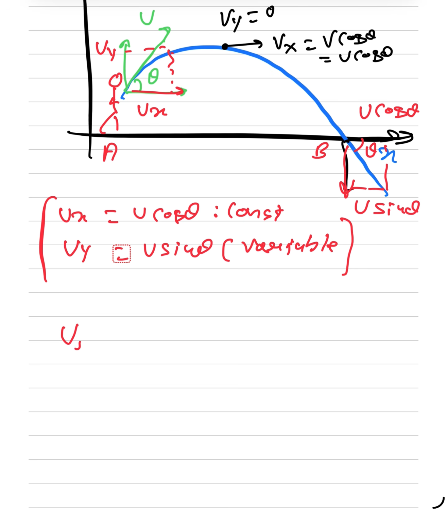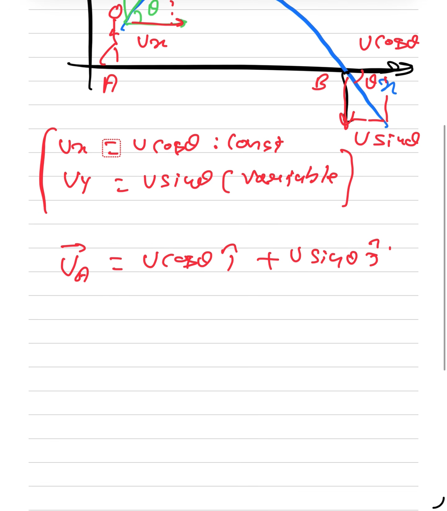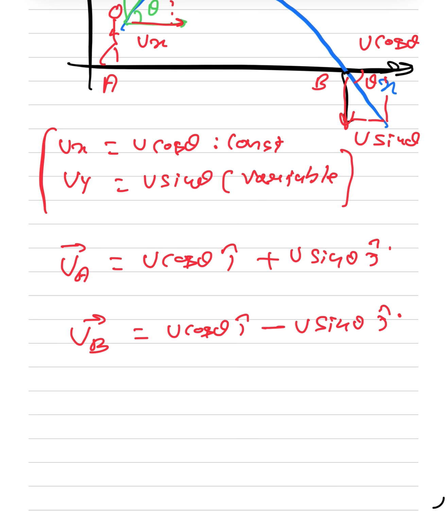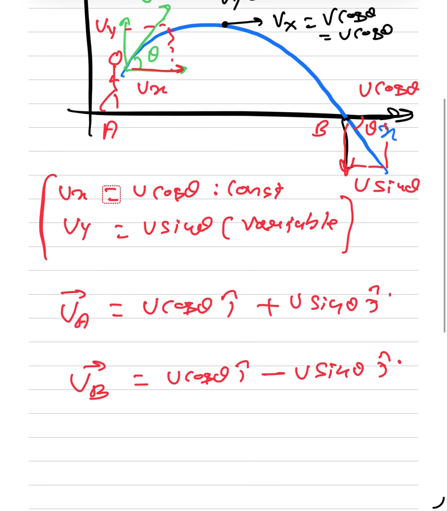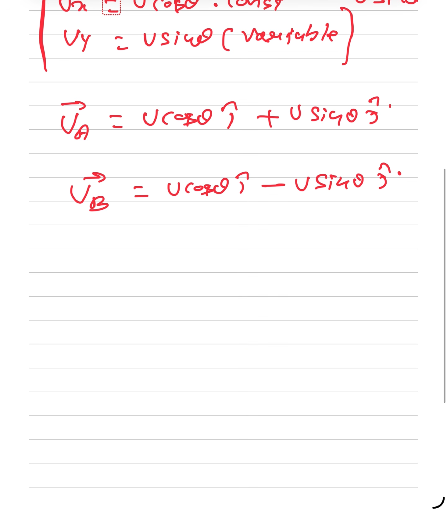This is point A and this is point B. Projectile velocity at point A, u a equal to u cos theta i cap plus u sin theta j cap, but projectile velocity at point B, u b equal to u cos theta i cap minus u sin theta j cap, because the vertical component acts along the negative direction, vertical downward.